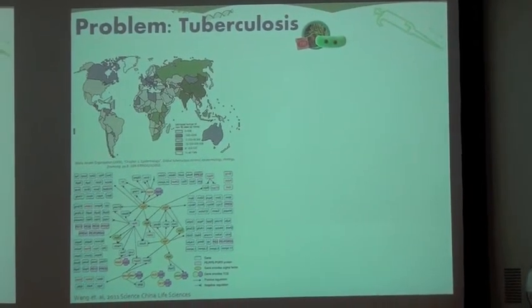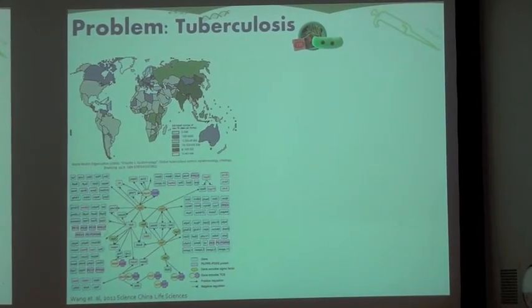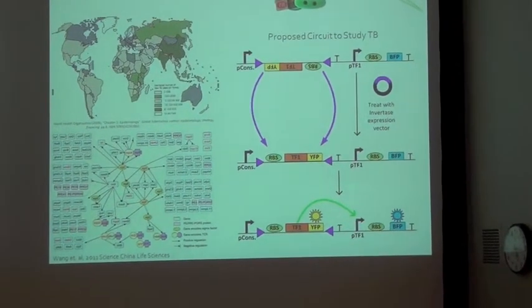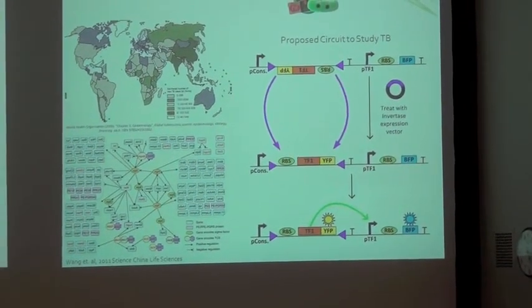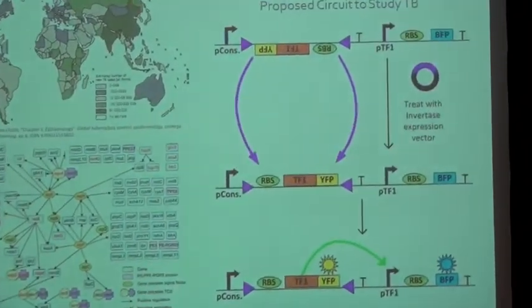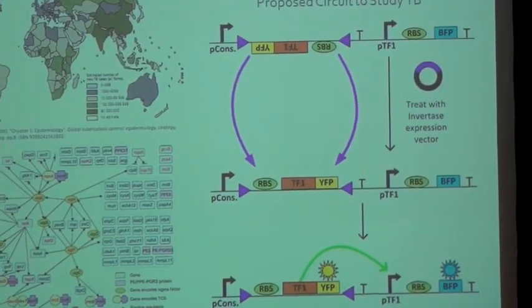This is a perfect example of what Craig was talking about before, where we can use the invertases to study how they interact with each other using one plasmid. So here's just a refresher again that shows you, if the gene's turned off, you can add the invertase and it'll turn it back on so you can study the different interactions.